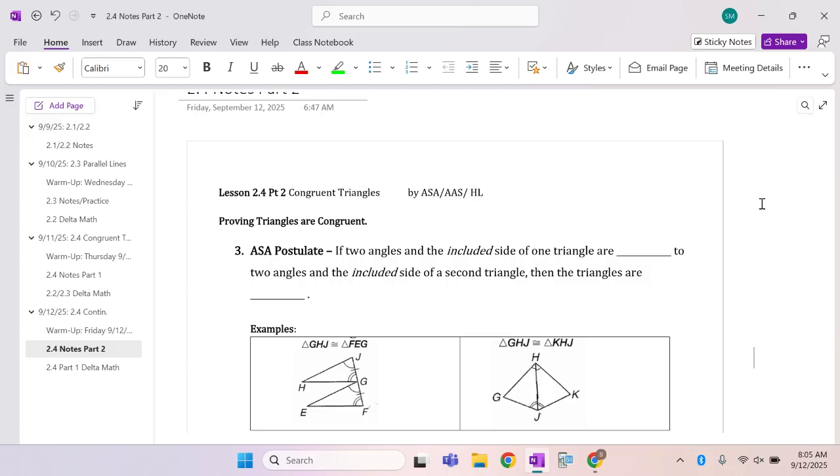Now, the last three that we're going to learn today deal more with the angles. All right? So, we're dealing with angle, side, angle, angle, angle, side, and HL, which stands for hypotenuse leg. All right? So, let's just go through these very quickly.